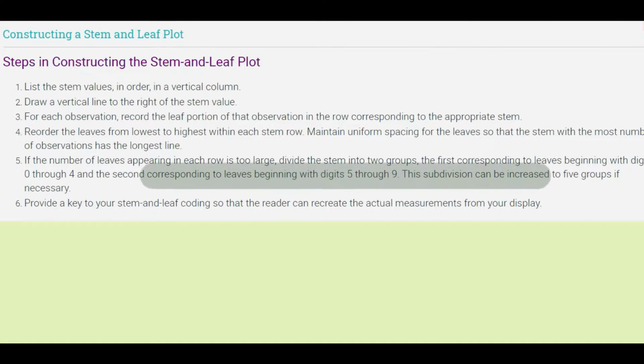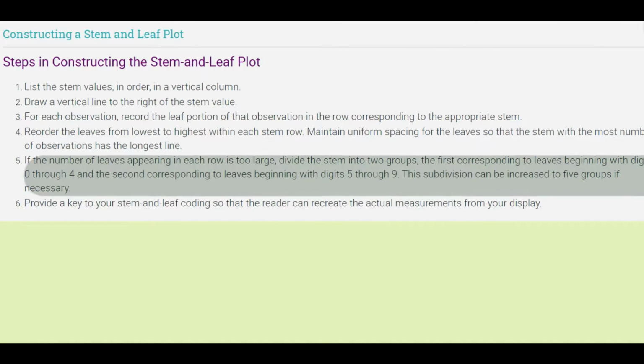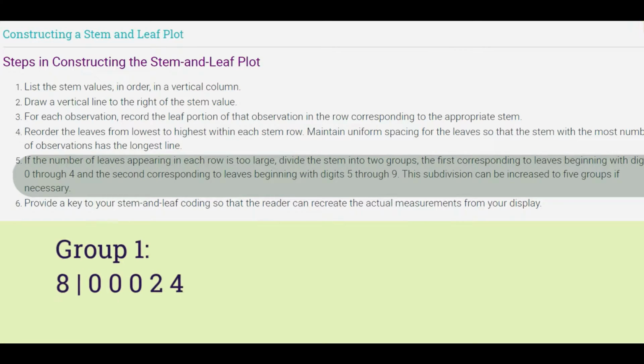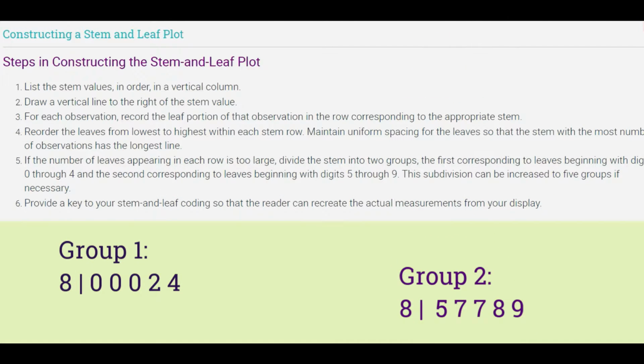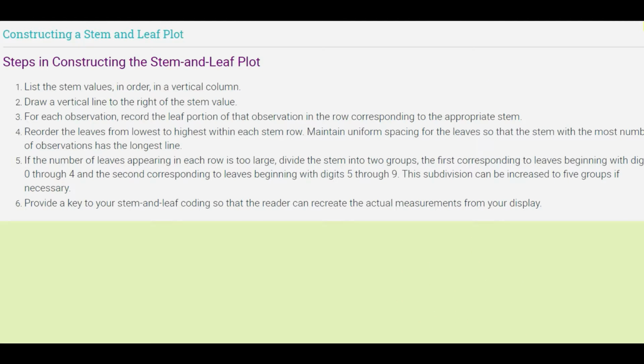Next, if the number of leaves appearing in each row is too large, divide the stem into 2 groups, the first corresponding to leaves beginning with digits 0 through 4, and the second corresponding to leaves beginning with digits 5 through 9. This subdivision can be increased to 5 groups if necessary.